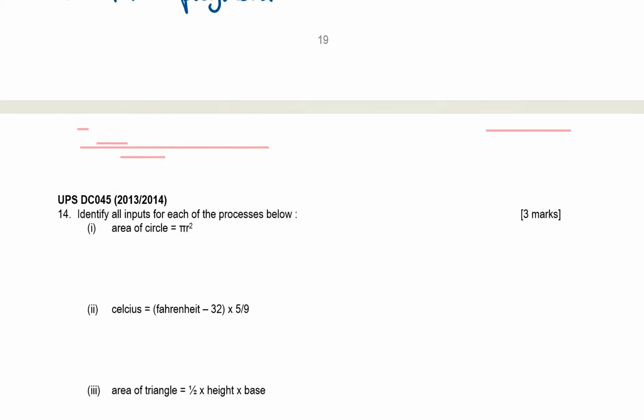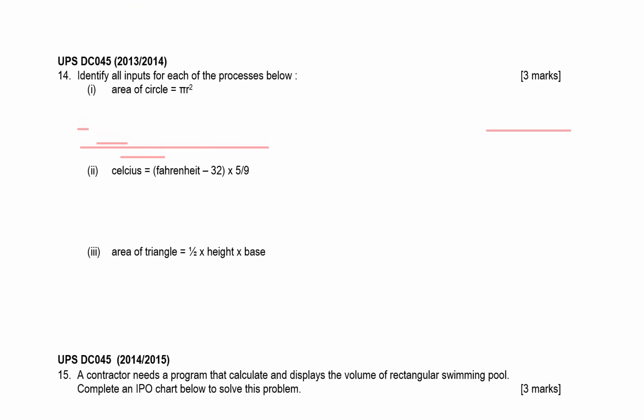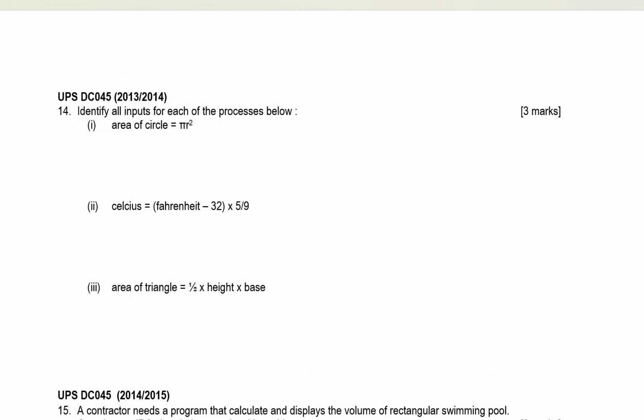Next. Question number 14. This one is quite easy. Identify all inputs for each of the processes below. Now, the formula is given to you. If the formula is given to you, it's quite easy to identify the input, process, and output. Now, what is the output? Normally, the output is this one. So, the output is area of circle.